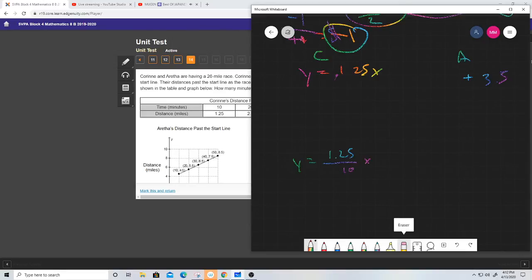Alright, and then Aretha, notice how she's losing 1 per. So we know that at the starting line, well, there's the answer. She's got 1 over 10 minutes. Let me write it down here: y equals 1 over 10 x plus 3.5.